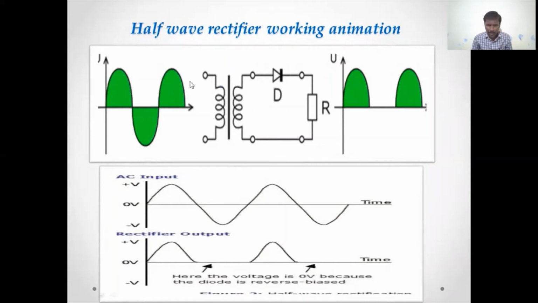When this positive cycle enters the p-type semiconductor, what happens? The diode is in forward bias. Then the depletion layer of the diode decreases and conductivity increases through the majority charge carriers, electrons from the n-type semiconductor and holes from the p-type semiconductor. Then this positive voltage is collected at this load resistor.